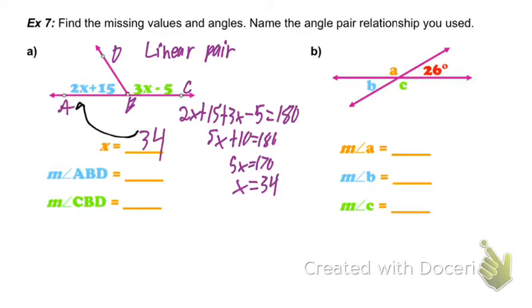All right, so we can plug it back in. 34, plug it back in. So you could have 68 plus 15, 83 degrees. And the other one should be adding up to 180, so it should be 97. Let's double check. We have 34 times 3, so 102, minus 5, so 97.